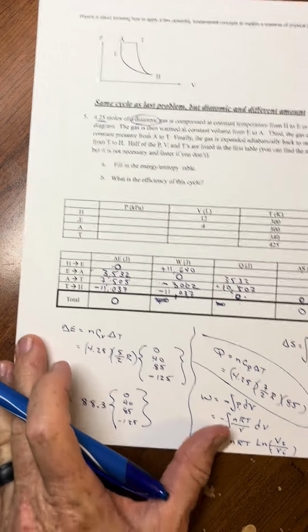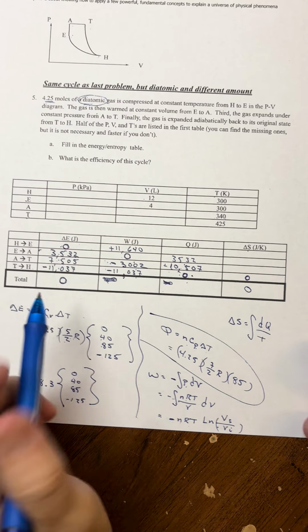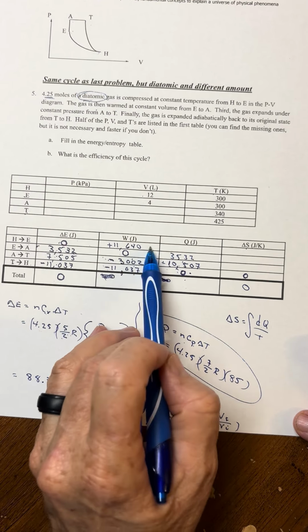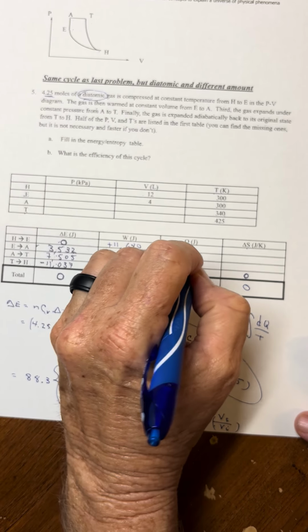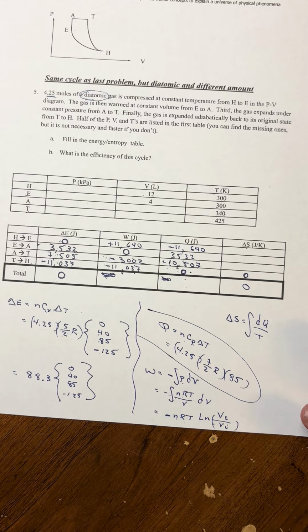And that might be the hardest one to get here in problem number 5. But now that we have it, we know that these two have to add up to that one. So this must be a negative 11,640, so that this plus this is 0.